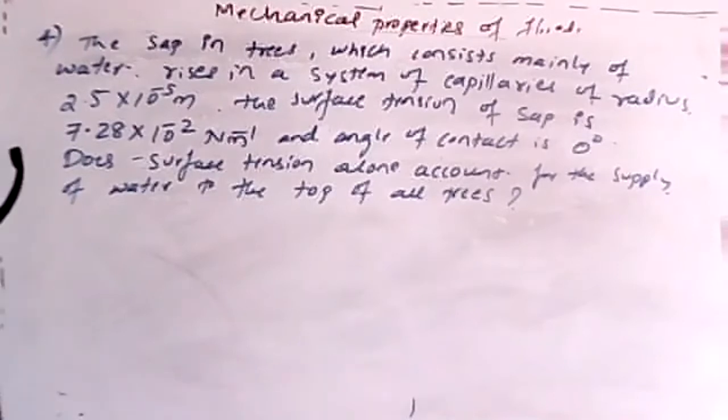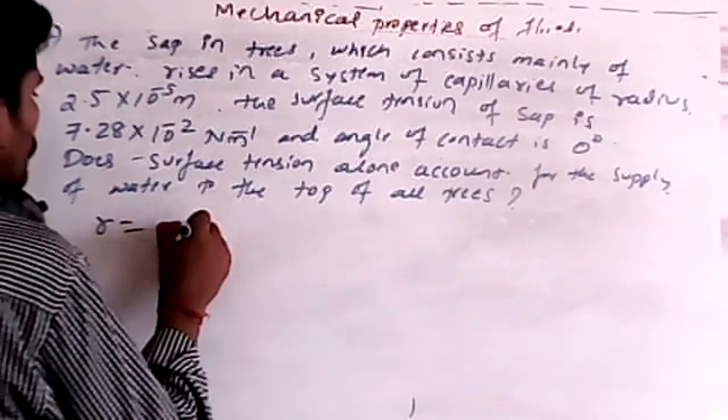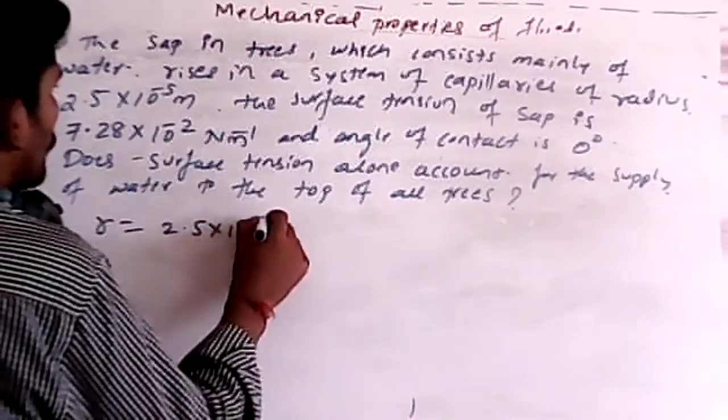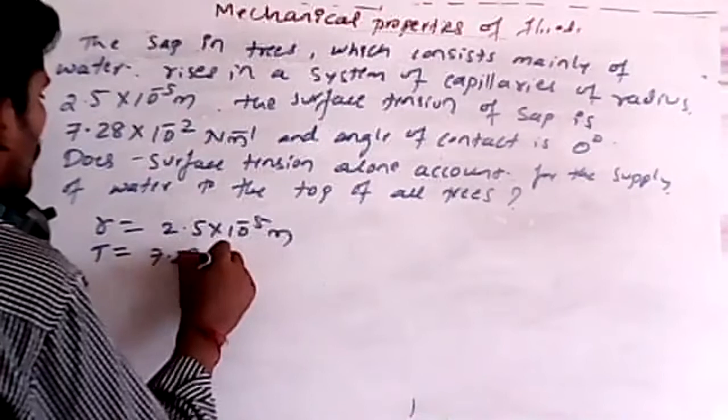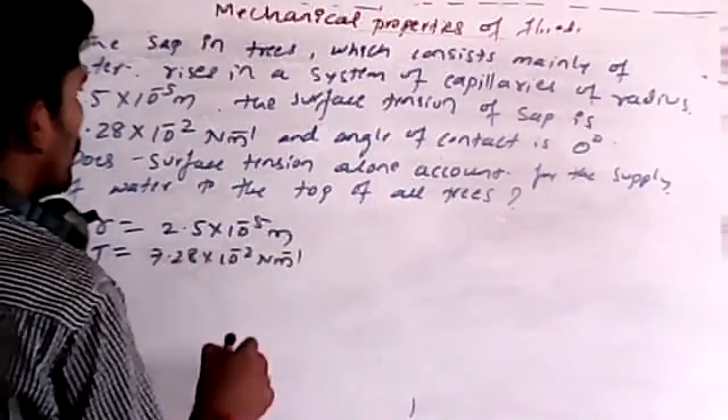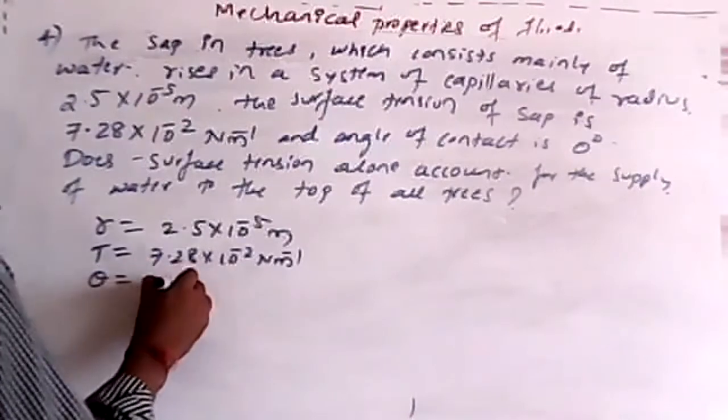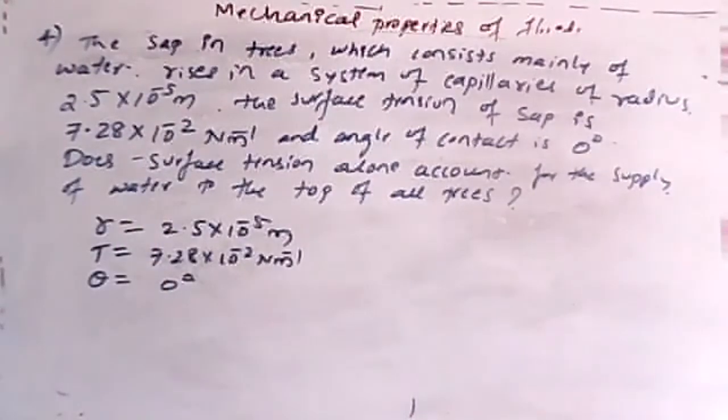So see here, they told the sap in trees, which consist mainly of water, rises in a system of capillaries of radius 2.5 into 10 raised to minus 5 meter. The surface tension of sap is given, 7.28 into 10 raised to minus 2 Newton per meter. Then angle of contact is also given, 0 degree. Does the surface tension alone account for the supply of water to the top of all trees? So you have to calculate that.